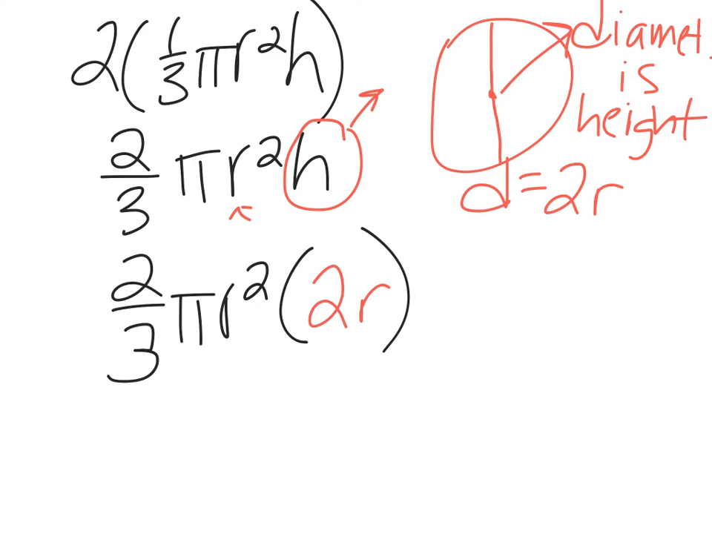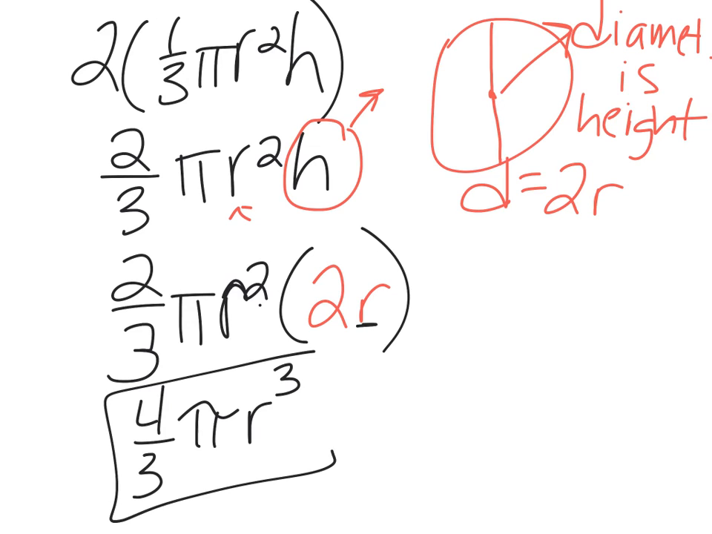Well, now I'm just going to clean it up a little bit. So 2/3 times 2 gives me 4/3. Pi is pi. And now I have 2 r's here and 1 here. So r to the third. And that's where your formula comes from.